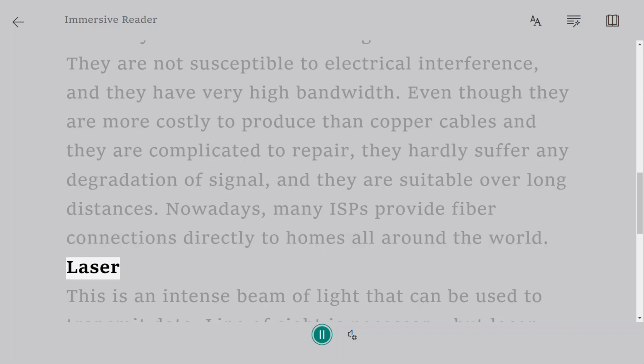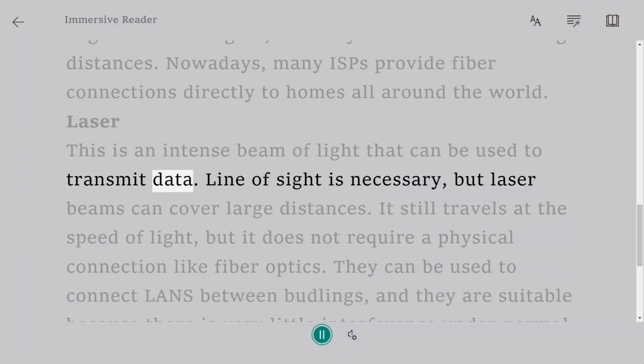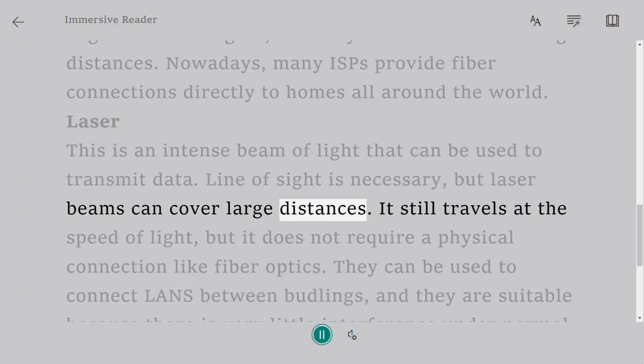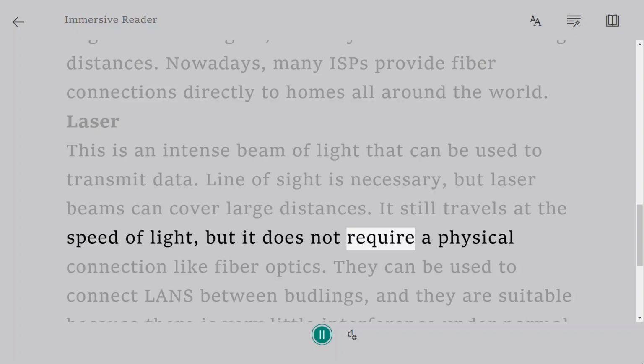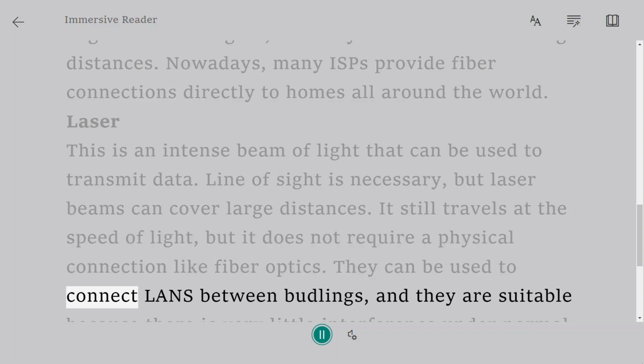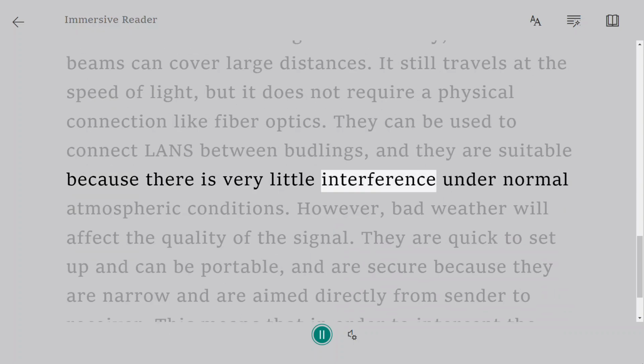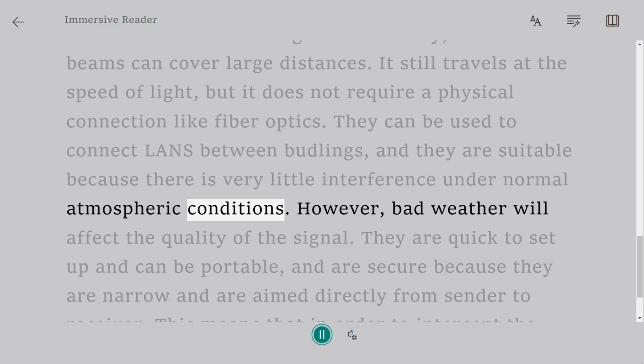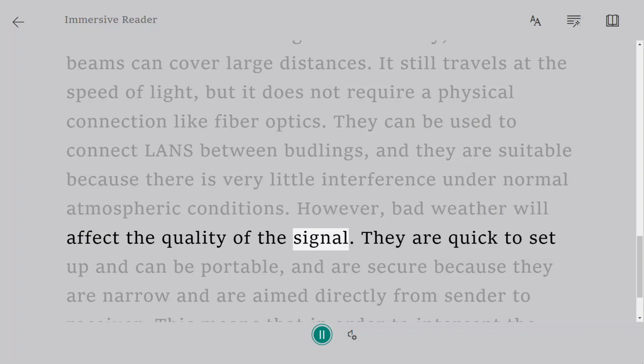Laser. This is an intense beam of light that can be used to transmit data. Line of sight is necessary, but laser beams can cover large distances. It still travels at the speed of light, but it does not require a physical connection like fiber optics. They can be used to connect LANs between buildings, and they are suitable because there is very little interference under normal atmospheric conditions. However, bad weather will affect the quality of the signal.